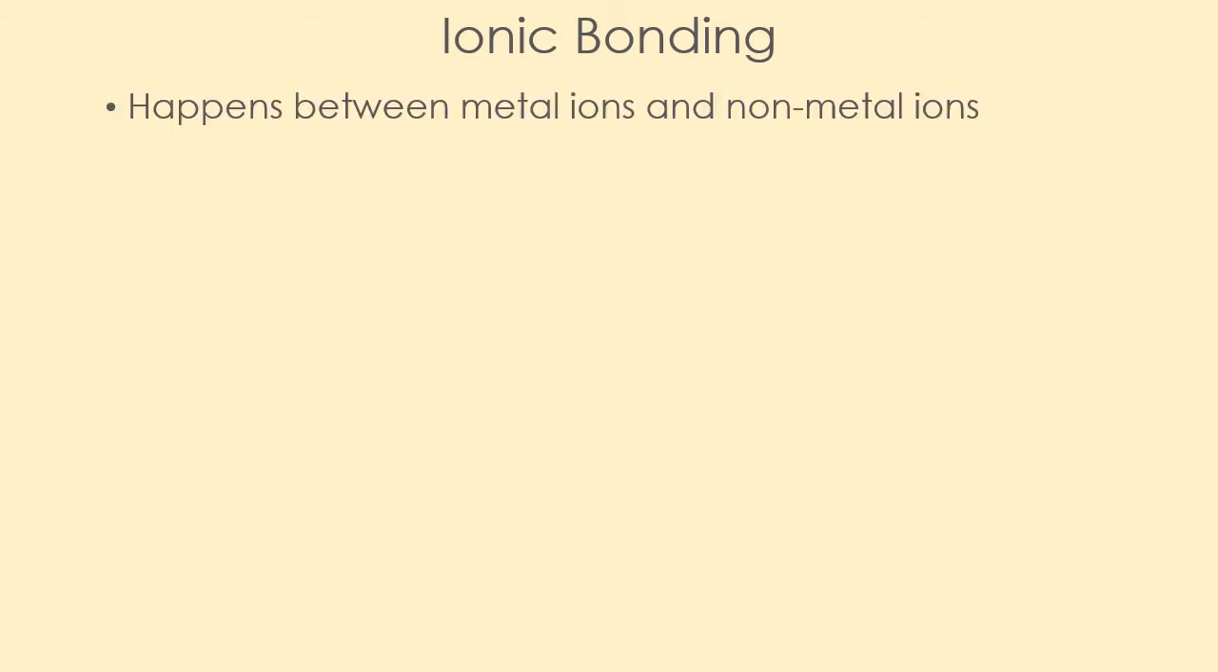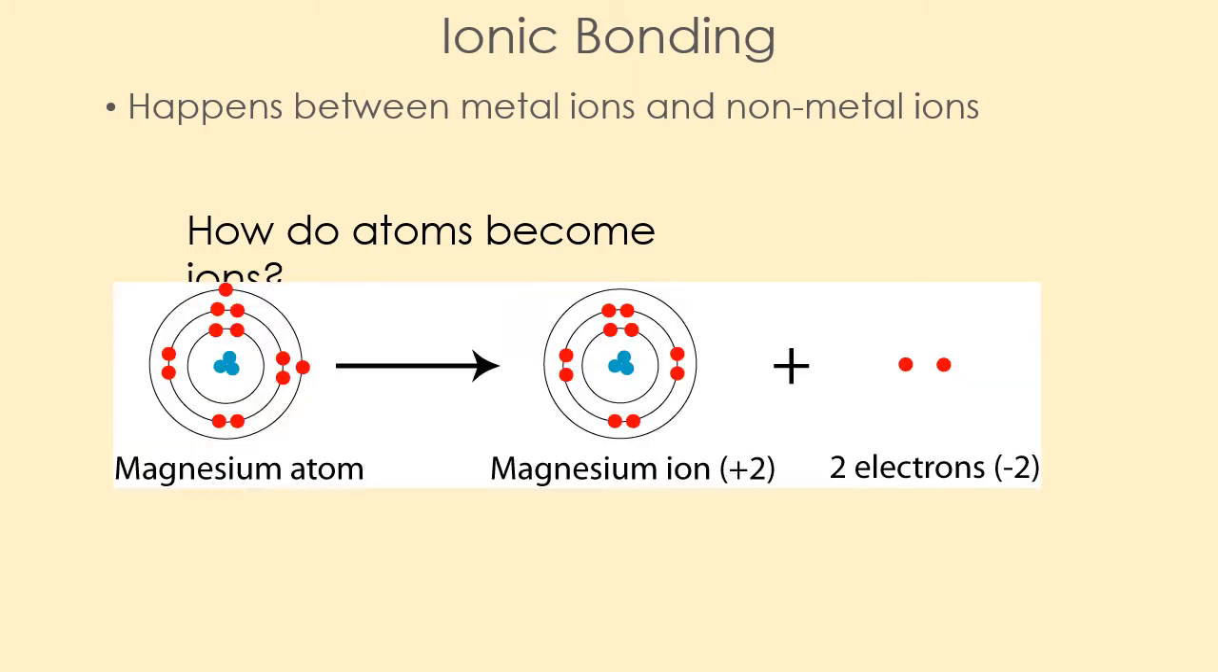So ionic bonding, first going to look at what it is. It happens between metal ions and non-metal ions. That's where we get that term ionic from. It's between ions. And I can hear you asking, how do atoms become ions? Well, don't worry, in case you've forgotten, we're going to show you very, very quickly.